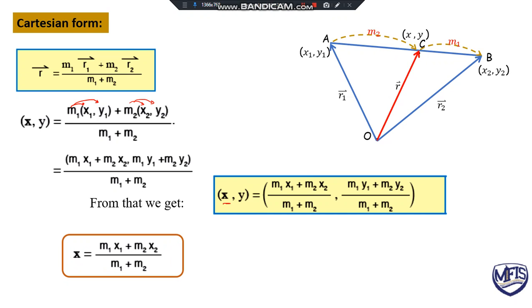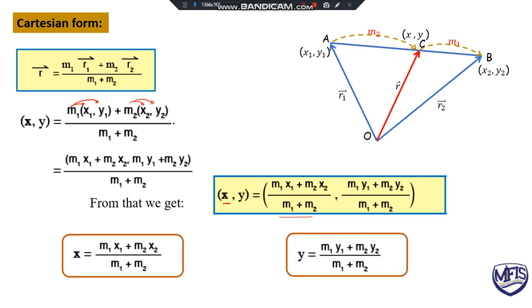So x is equal to the first projection here, which is M1 x1 plus M2 x2 over M1 plus M2, and the y coordinate of the point C will be M1 y1 plus M2 y2 over M1 plus M2.